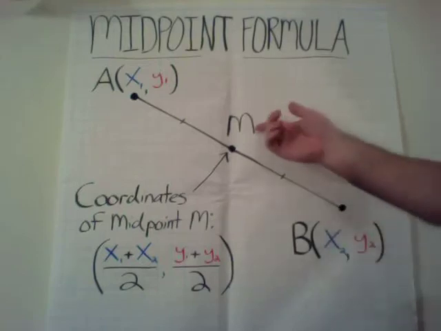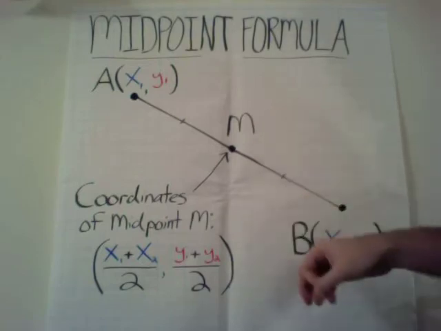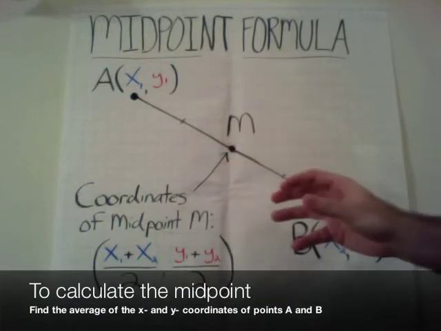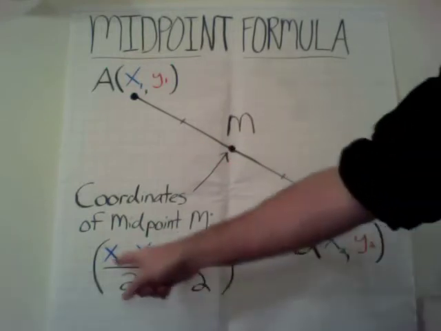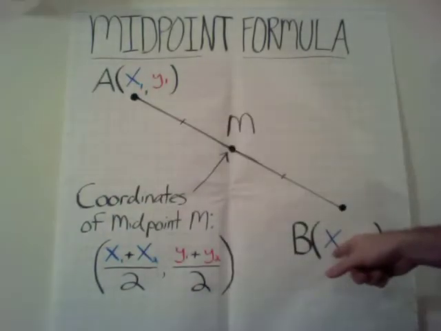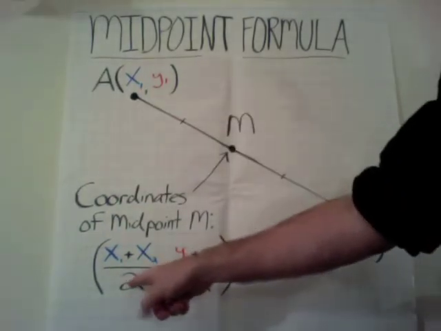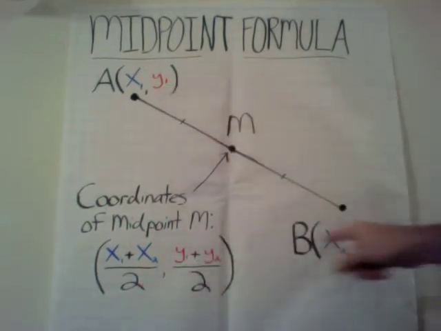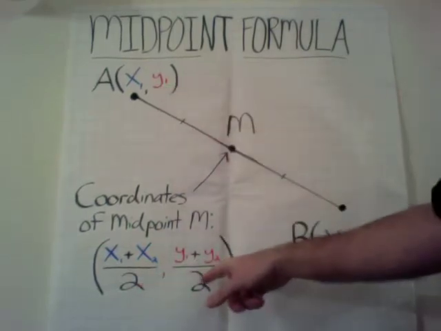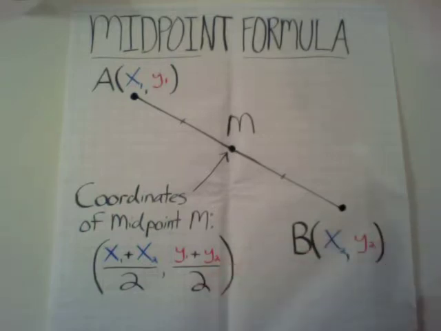To find the coordinates of the midpoint M, what you do is you take the average of the x coordinates and the average of the y coordinates. So what I mean by that is, take x1 plus x2 and divide that by 2 to get the x coordinate. Likewise, take y1 plus y2 and divide that by 2 and you get the y coordinate. Okay, so that's just the midpoint formula. It's pretty simple, and it's pretty simple to use too. Let's take a look at a quick example and we'll send you on your way.